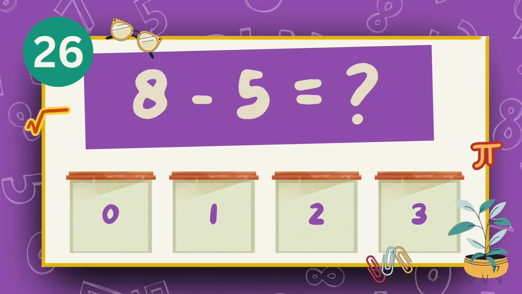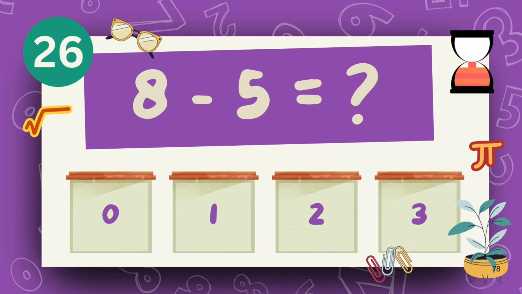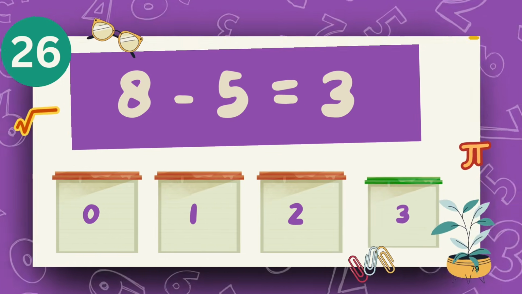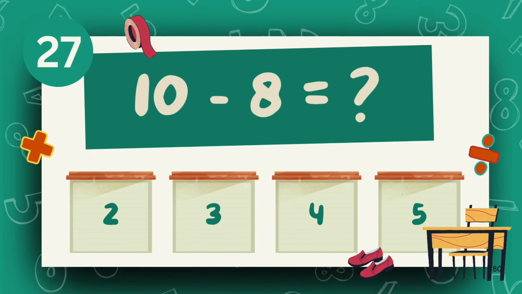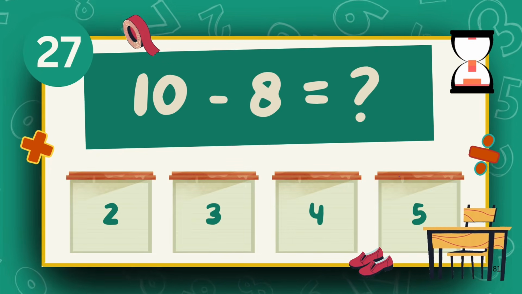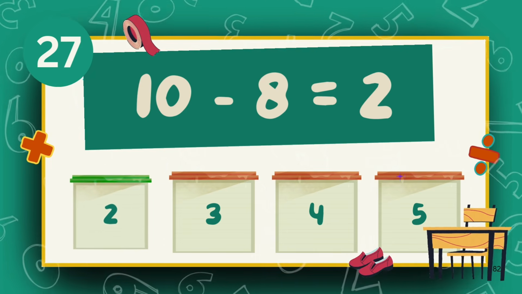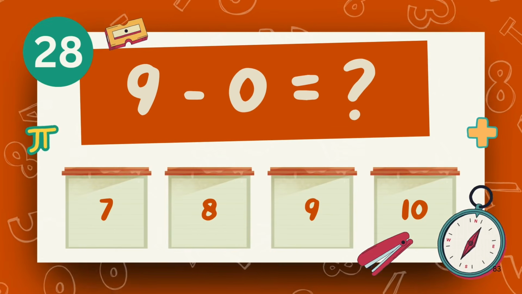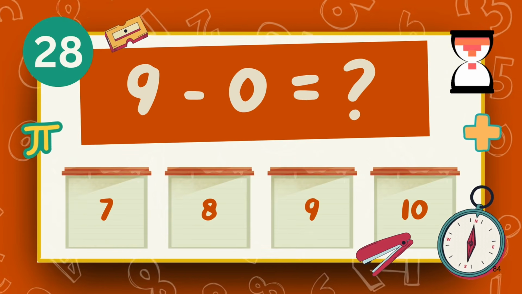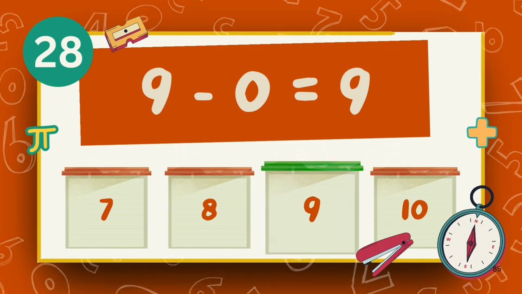What is 8 minus 5? The answer is 3. What is 10 minus 8? The answer is 2. What is 9 minus 0? The answer is 9.